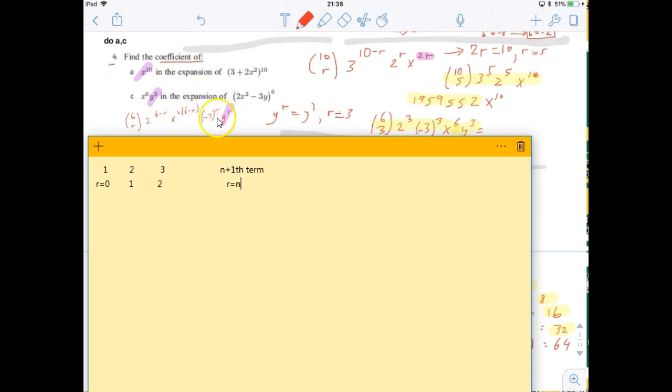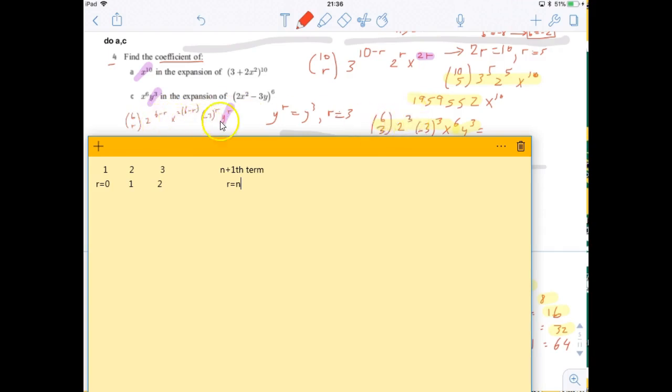Now, you don't need to plug it into the x and the y to figure out the coefficient, but you could plug it into the x and the y so that you can make sure that you did everything correctly, okay? So instead of 6 choose r, we would put 6 choose 3. Instead of 2 to the 6 minus r, we would have 2 to the 6 minus 3, which would be 2 to the 3rd.